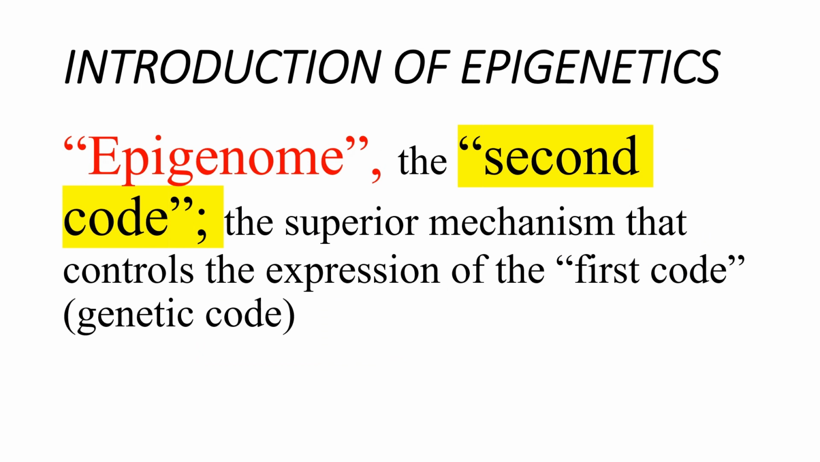Aside from the genome, which is a genetic code encrypted within the DNA sequence, our cells also contain what's called the epigenome. Epi means above. So this epigenome is the second code, the superior mechanism that controls the expression of the first code, which is our DNA sequence.